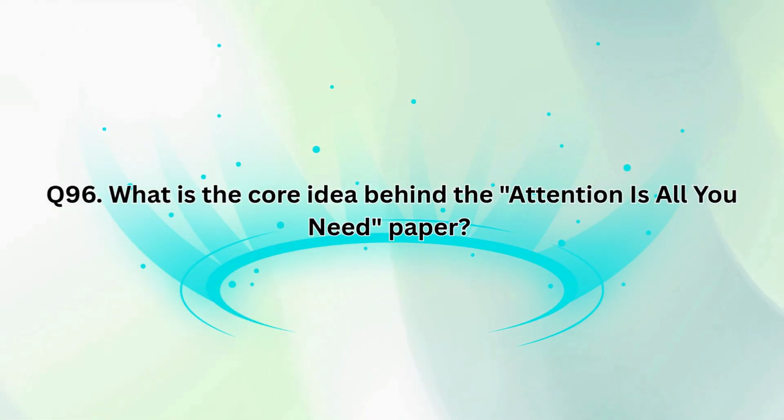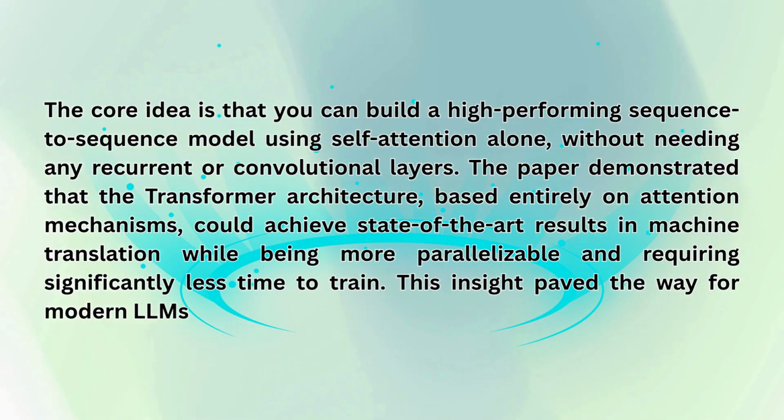What is the core idea behind the Attention Is All You Need paper? The core idea is that you can build a high-performing sequence-to-sequence model using self-attention alone without needing any recurrent or convolutional layers. The paper demonstrated that the transformer architecture, based entirely on attention mechanisms, could achieve state-of-the-art results in machine translation while being more parallelizable and requiring significantly less time to train. This insight paved the way for modern LLMs.